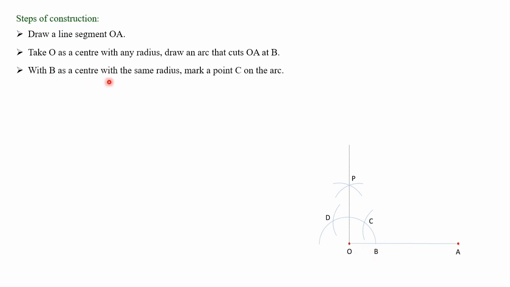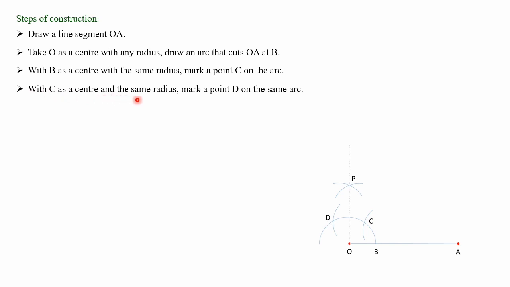Then with B as center, with the same radius, mark the point C on the arc. By taking the same radius, fix the compass at B and draw an arc. That arc meets the previous arc or semicircle at C. So the point of intersection of both the arcs we have marked as C.